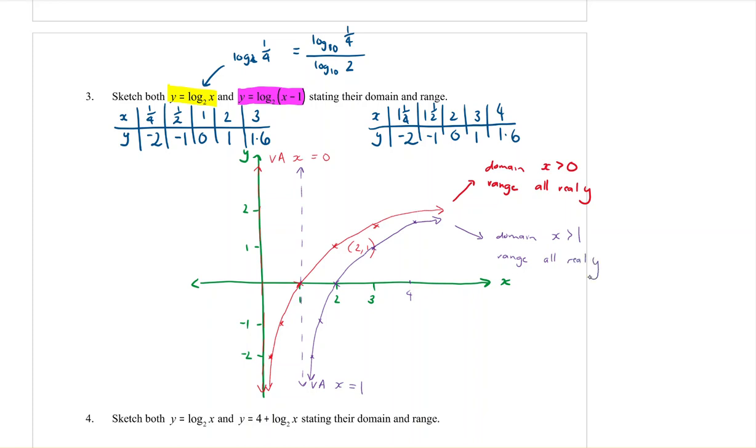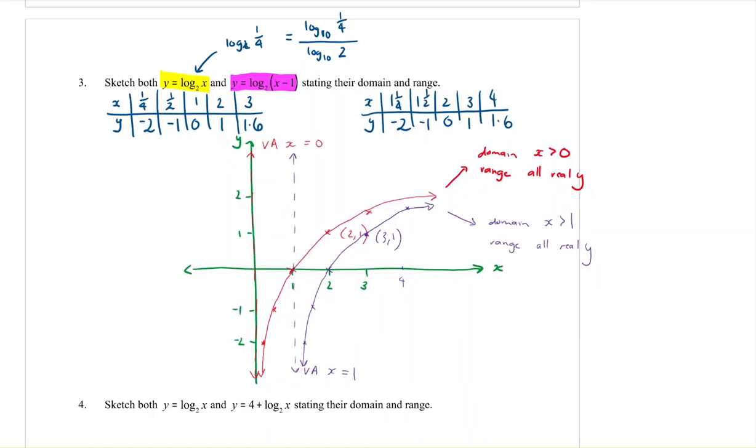Now, one thing I have not drawn on my second graph was my extra point. So let's come back and do that. I need my point 3, 1 on here. So I've shown the vertical asymptote, I've shown the x-intercepts for both of them, and I have shown one extra point. End state of the domain and range. All done.